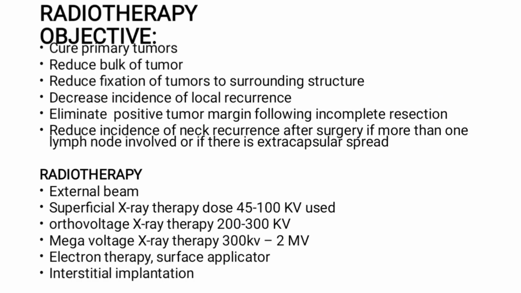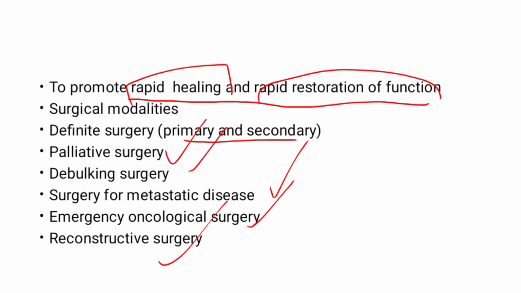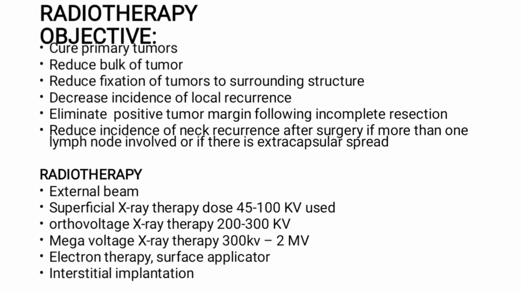Okay, so to repeat: you have to excise the neoplastic lesion, and remove the adjacent normal tissue in anticipation of microscopic spread, and also remove all the potential channels through which it can spread, because you need rapid healing and rapid restoration of function. There are different surgical modalities like definitive, debulking, palliative surgery, surgery for metastatic diseases, oncological surgery and reconstructive surgery. Then why do you do radiotherapy?